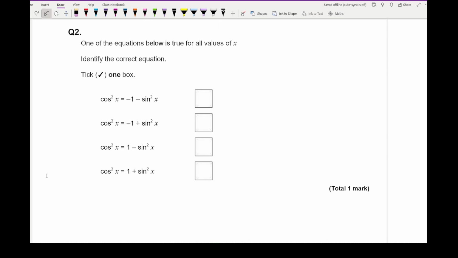For question 2, it says one of the equations below is true for all values of x. Identify the correct equation. So for this, what we're looking for is a correct trig identity, in which, if you've done your revision, you should notice that it's the third box that we need to tick.